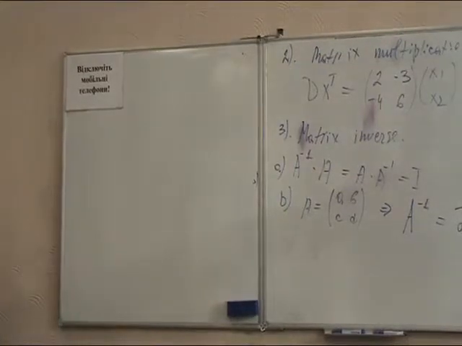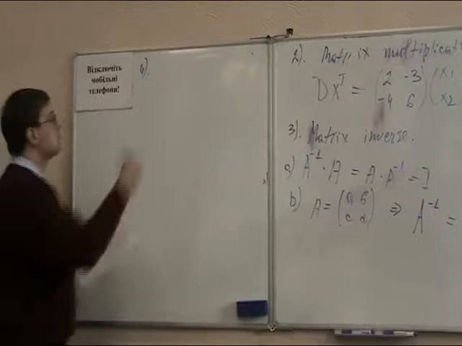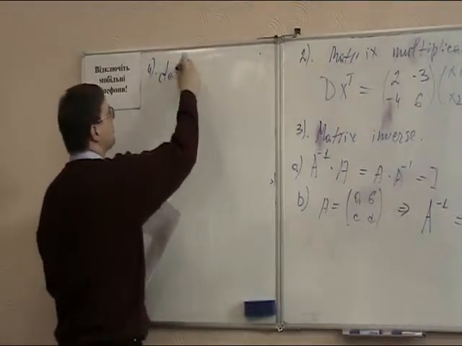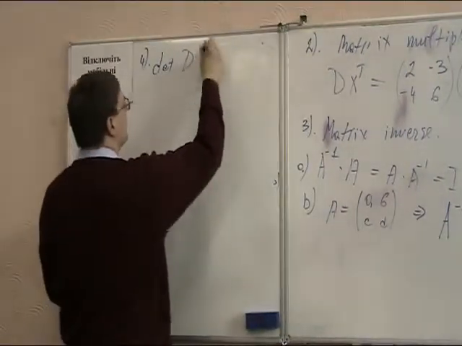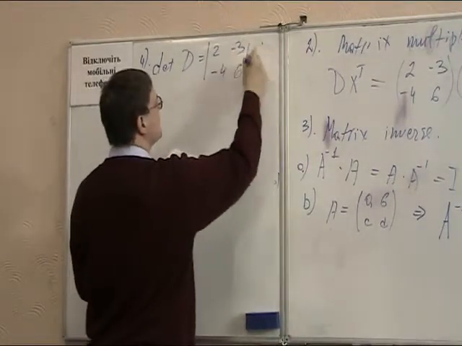The fourth skill that we used was the determinant. So we found that the determinant of the matrix D, 2, -3, -4, 6, is equal to 0.